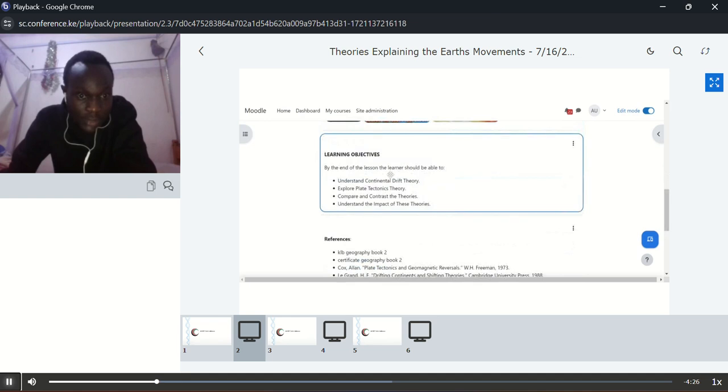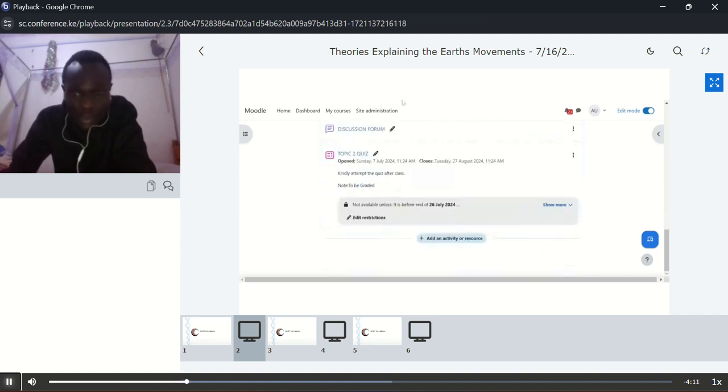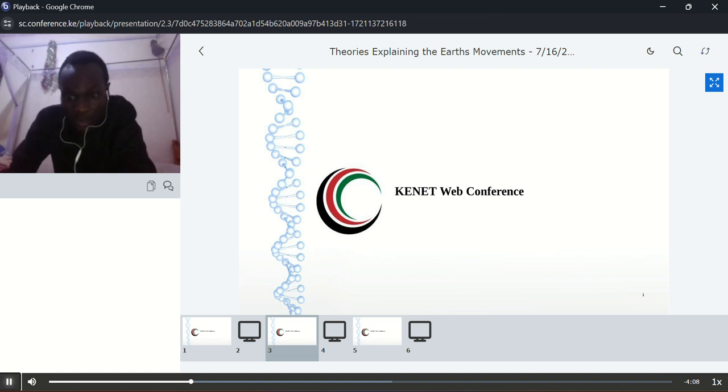By the end of the lesson, we should be able to understand the continental drift theory, explore plate tectonic theory, compare and contrast the theories, and understand the impact of these theories. We have the references and some of the activities that we should undertake after the class.